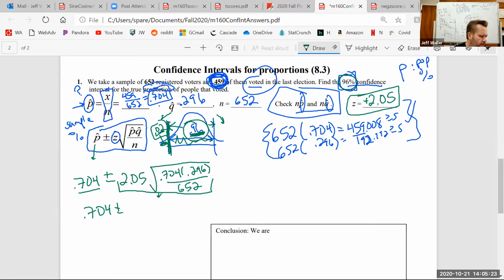I only want to have to put all that in once. So I don't want to do 0.704 minus all that and then 0.704 plus all that. In fact, let me show you a couple of shortcuts on the calculator.